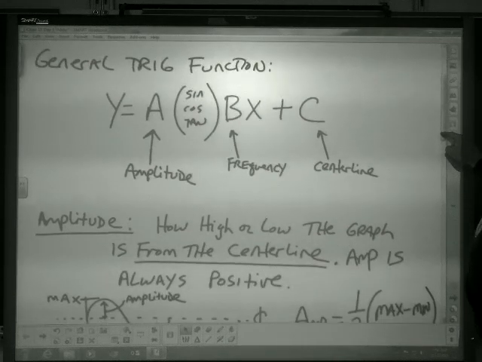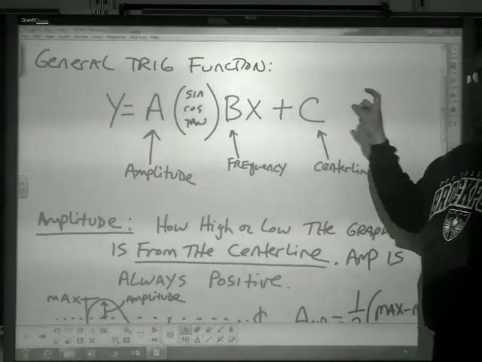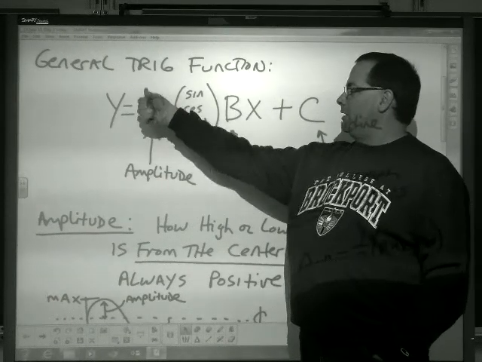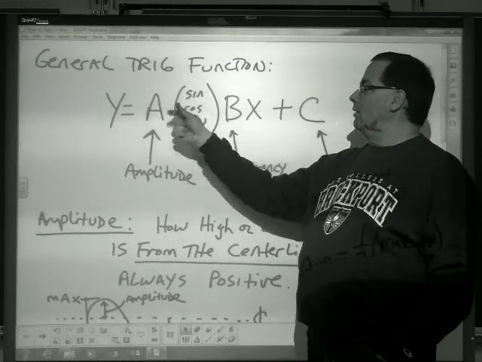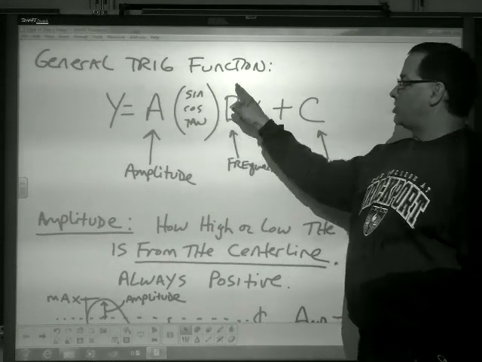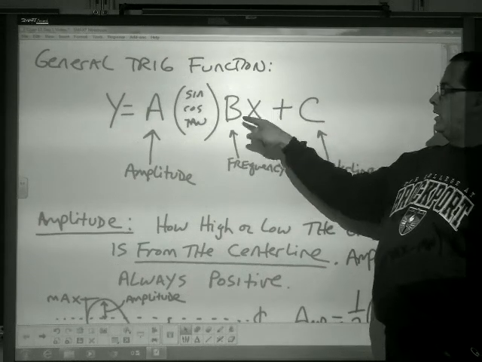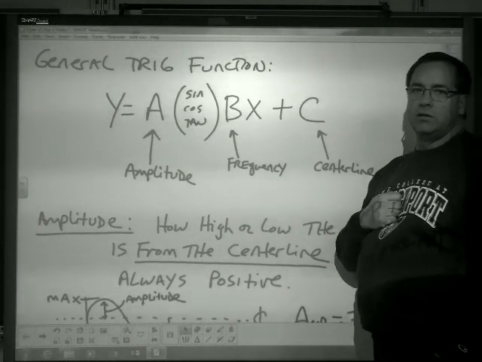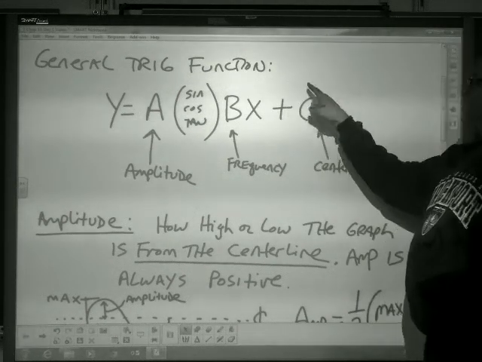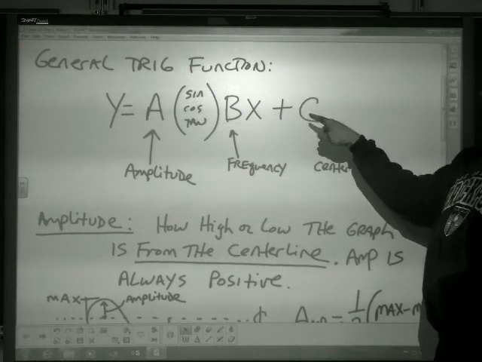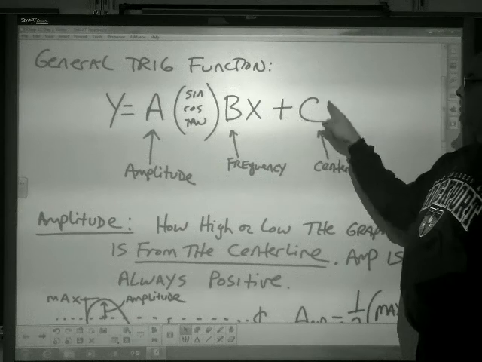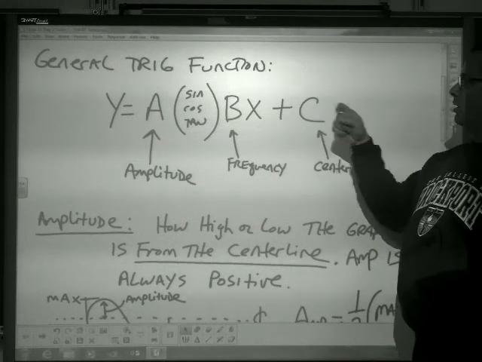So the general trig function is laid out like this. y equals, or I might say f(x) equals, some number a, and then you'll have either sine, cosine, or tangent for now. And then you'll have some number b, and then x, plus some number c. You might not have a c there sometimes, but if you do, it could be positive or negative, but you'll have a number c.